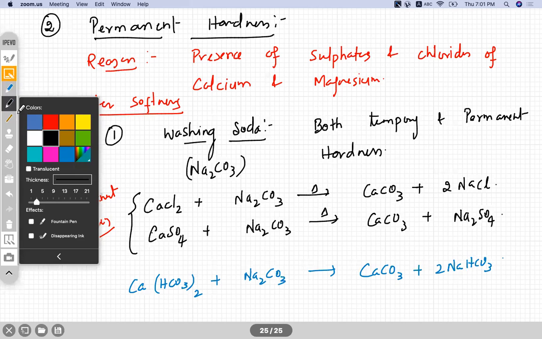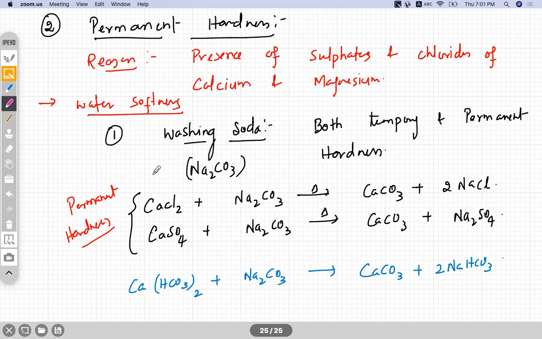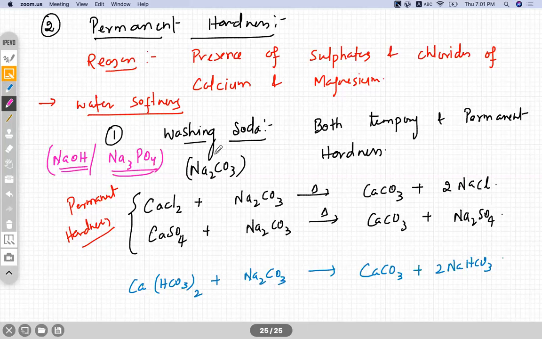Okay. Instead of Na2CO3, we can also use NaOH, or we can also use sodium phosphate, Na3PO4. These two also we can use instead of Na2CO3 for the same purpose. So washing soda is one of the water softeners. NaOH also water softener. Na3PO4 also water softener.